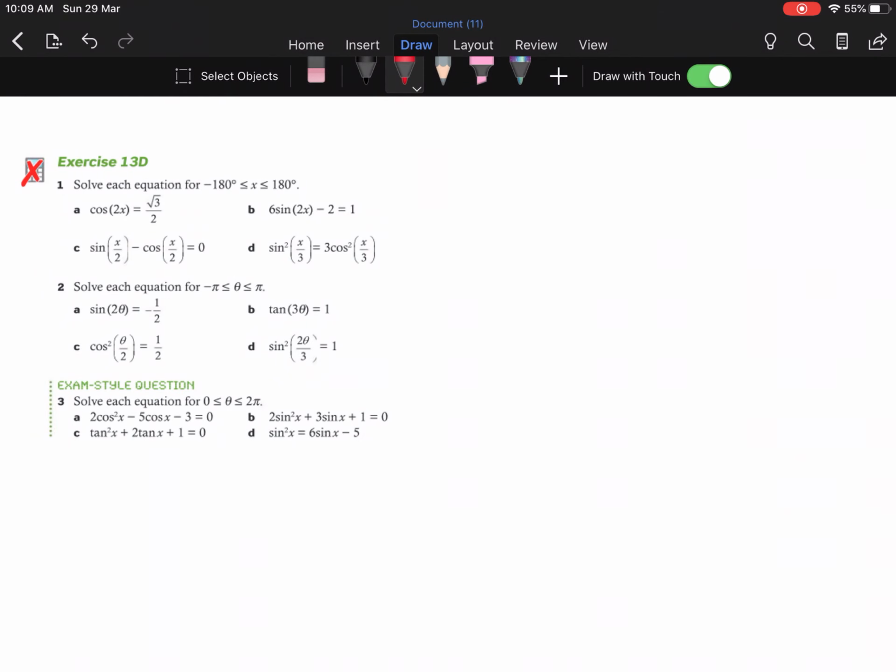Hello grade 10s, it's now on to exercise 13D, solving trig equations. So in exercise 13C you solved a couple of equations. We're now on to a wee bit more complex ones. Now I don't want to do all of these, but I will just do 1A, 2A, and 3A to kind of get you started.